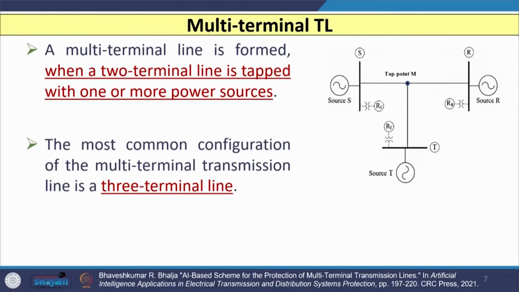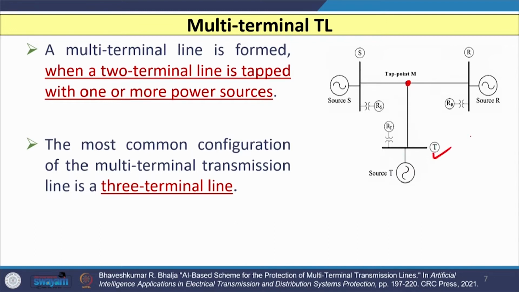Now, let us consider what is a multi terminal or 3 terminal transmission line. A multi terminal line is formed whenever a 2 terminal transmission line is tapped, or when we take the tapping from the 2 terminal transmission line with one or more power sources. Let us say we have a tap point M, and we have taken one tap and that is connected with source T at substation T.